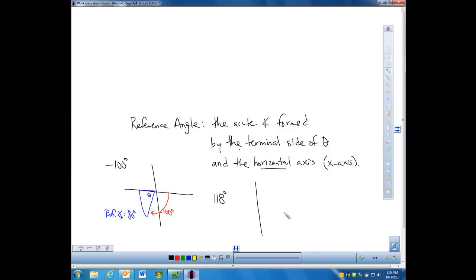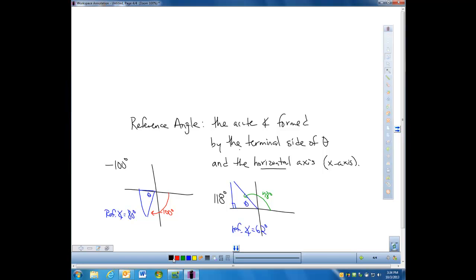What if I have a 118 degree angle? So now I'm going to rotate counterclockwise, so up and to the left 118 degrees. And then to figure out what my reference angle is, I'm going to build my right triangle now. I draw my terminal side. I'm going to use that side along the x-axis still, and my reference angle would be 180 minus 118, which would be 62 degrees. I can do the same thing with radians.